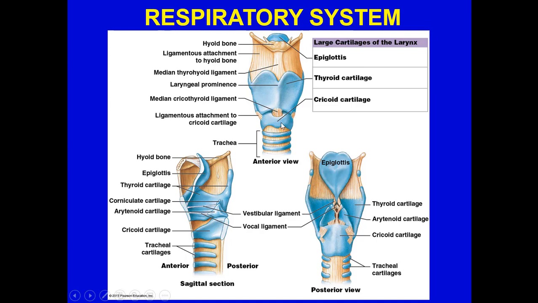You have the cricoid cartilage here. Now, if you notice right here, a very important structure, a medial cricothyroid ligament. This is the ligament that people use as opposed to digging down into here. You're going to have a cricotomy, where you actually put a small slit into this ligament and put down a breathing tube if someone is having a difficulty breathing. Okay?